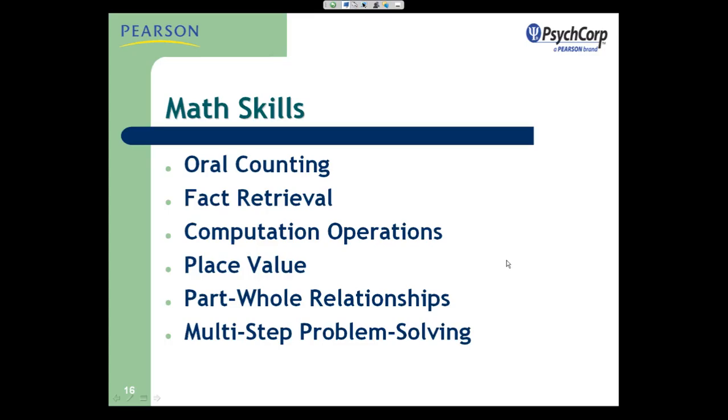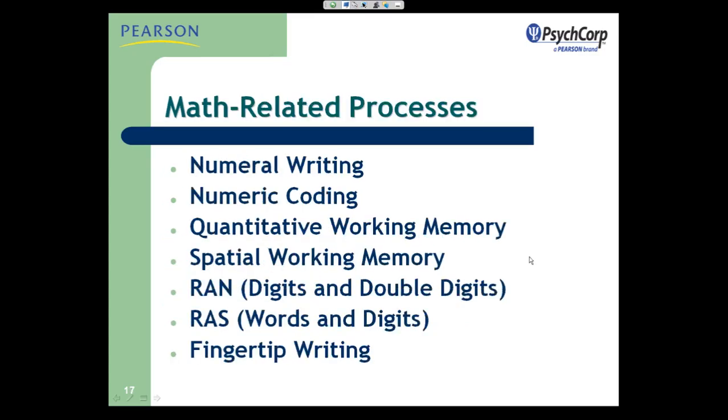Place value and part-whole relationships are all important when we're thinking about fractions and decimals. Place value is really important, helps children to understand how to perform math calculations. And then multi-step problem solving, again, being able to use your verbal working memory to solve a number of different problems. But in order to perform these skills, there are a number of math-related processes that might interfere with the individual's ability to perform those skills.